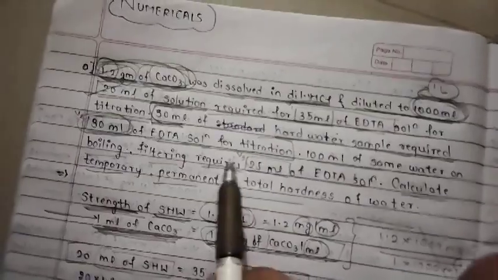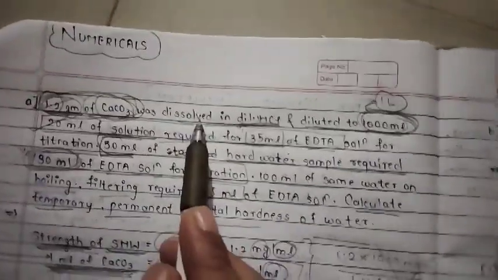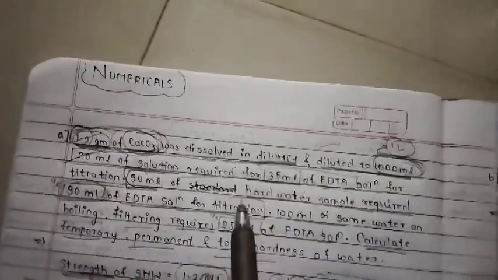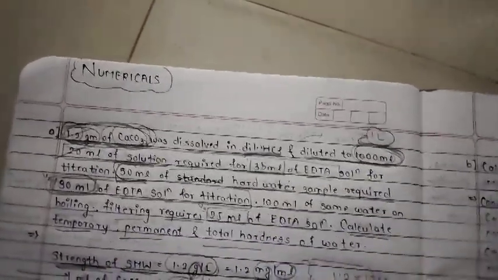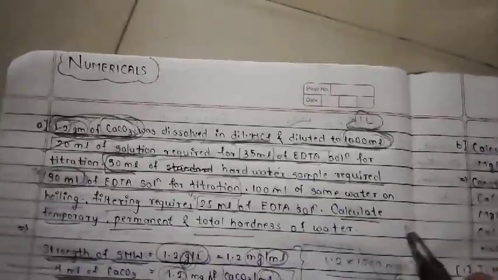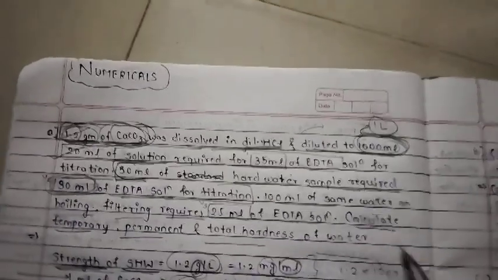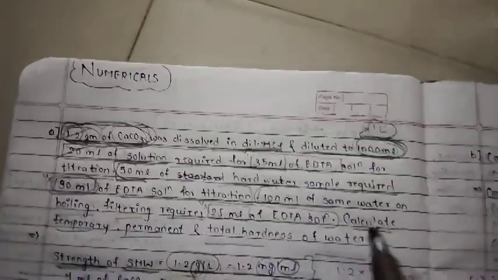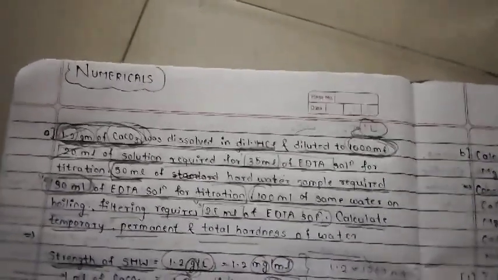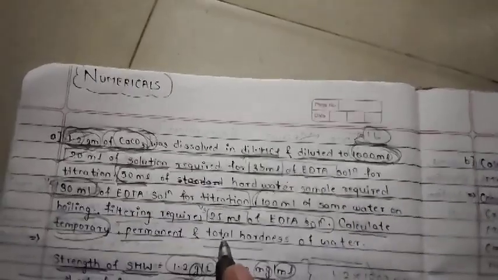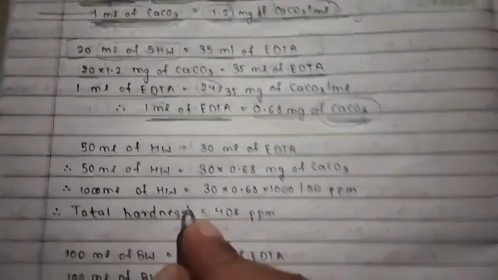So guys, always remember, in the first line you will get the strength. In the second line you will get how much CaCO3 1 ml of EDTA requires. In the third line, or you can say third step, you will get the total hardness. Similarly, in the fourth step you will get the permanent hardness, and at last for finding temporary hardness you will subtract permanent hardness from total hardness. So now we have to calculate the total hardness.